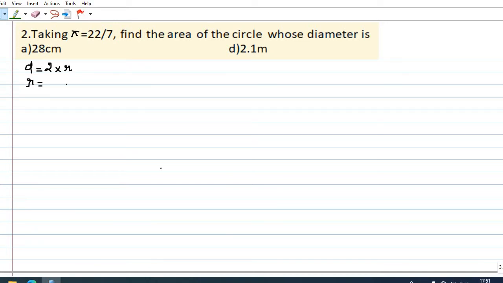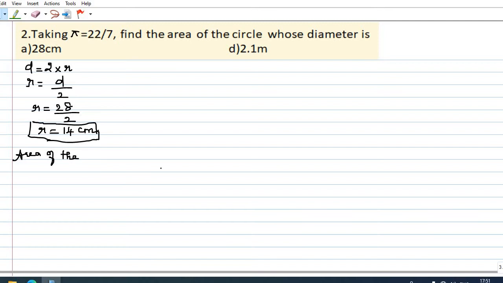So radius is equal to d by 2. So radius is equal to 28 by 2, which is what? 14 centimeter. Now I can substitute in the formula. Area of a circle formula. Okay, area of a circle is equal to pi r square, square unit. See, what is the pi they have given? 22 by 7. R, what is that?